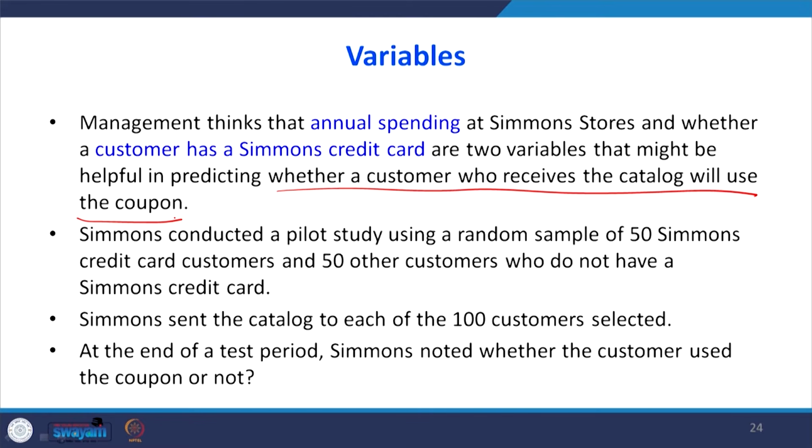Simmons conducted a pilot study using a random sample of 50 Simmons credit card customers and 50 customers who do not have a Simmons credit card. Simmons sent the catalog to each of the 100 customers selected. At the end of the test period, Simmons noted whether the customers used the coupon or not.